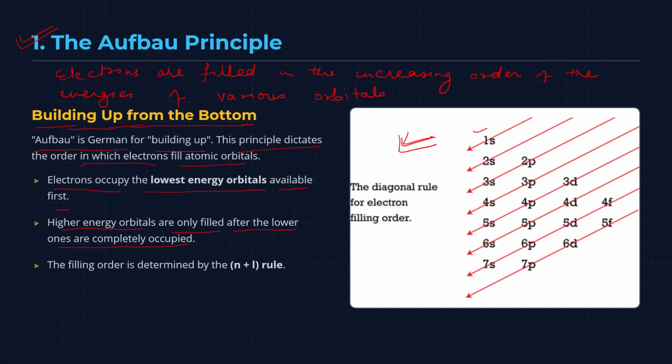Similarly, 5 we will write. Then after that, 6 we will write. Then 7 we will write. Okay. Now from here, we will form the order of the atomic orbitals.